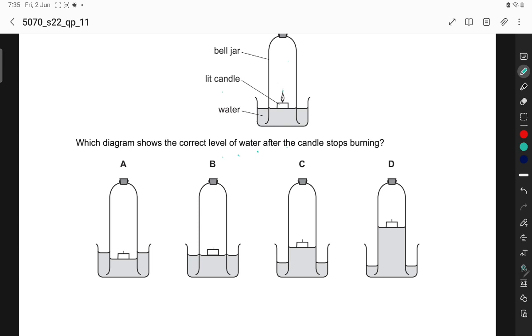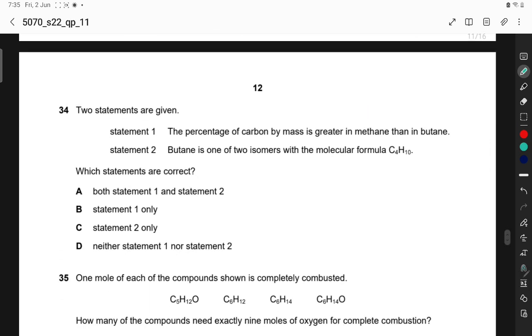Because oxygen is used up when the candle burns, all the oxygen is used up and a vacuum is developed. So water is moving, water is rising in this jar. See, the water level is the same here, so that's why. Water level down, so that's why it's incorrect. Water level is too high, so that's why it is also incorrect.